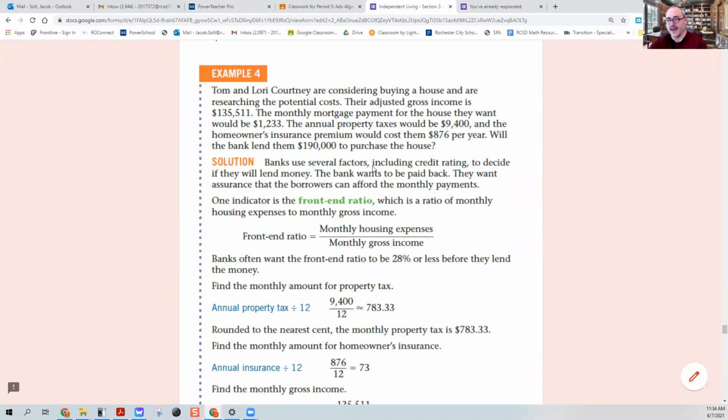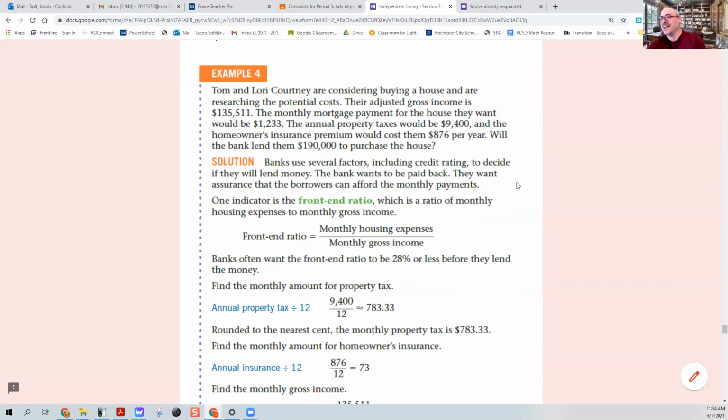Banks use several factors, including your credit rating. Remember what that is? That's how trustworthy you are. It's based on, do you pay all your bills on time? Do you pay back all your loans? I think even your utilities and such can count towards your credit rating. So banks use several factors, including the credit rating, to decide if they will lend money to people. The bank wants to be paid back. I wish I could underline this right now. The bank really wants to be paid back. They make sure they get paid back.